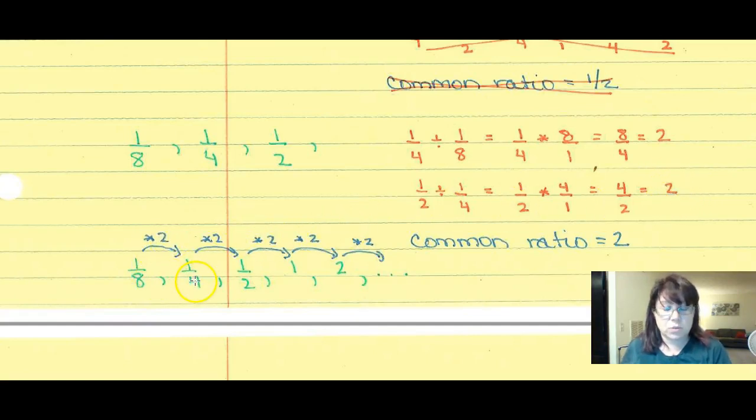1/8 times 2 was 1/4. 1/4 times 2 is 1/2. 1/2 times 2 is 1. And 1 times 2 is 2, and so on. Sometimes it's a little difficult to see what the common ratio is, but if you do your math off to the side here, it won't go wrong.